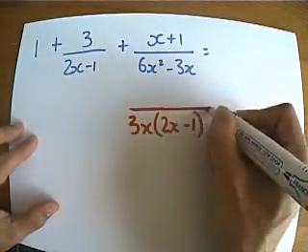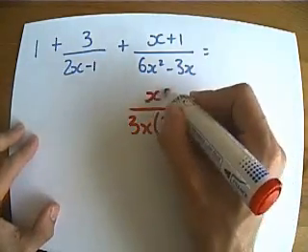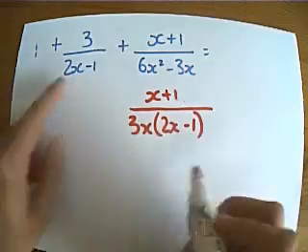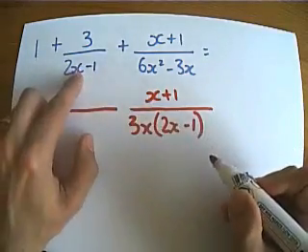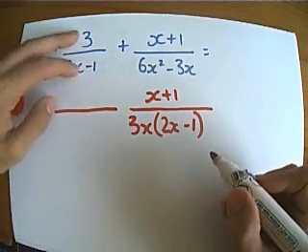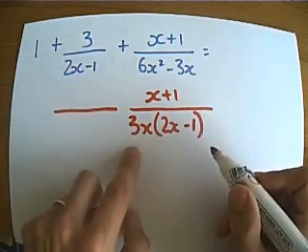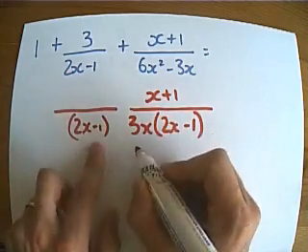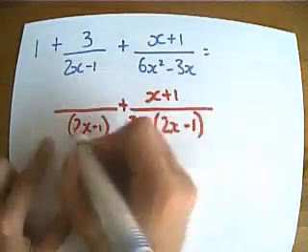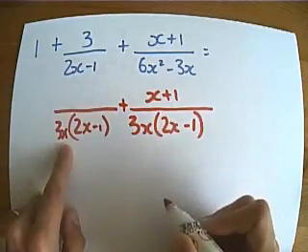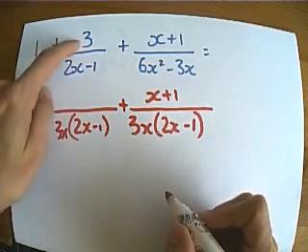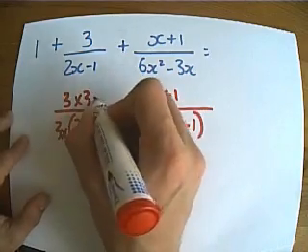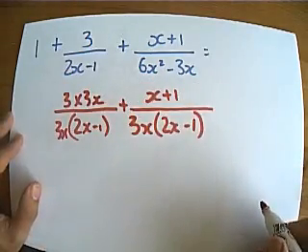Now that's quite handy because what's the denominator of this fraction? 2x minus 1. So what do we need to multiply this fraction by, on the top and on the bottom, so it has a common denominator? Well, it's already got a 2x minus 1 on the bottom, so I need to multiply it by 3x. And whatever I do to the bottom, I need to do to the top of this fraction, so I'm going to end up with 3 times 3x on the top.